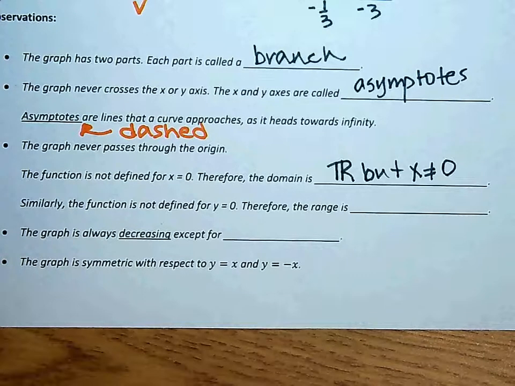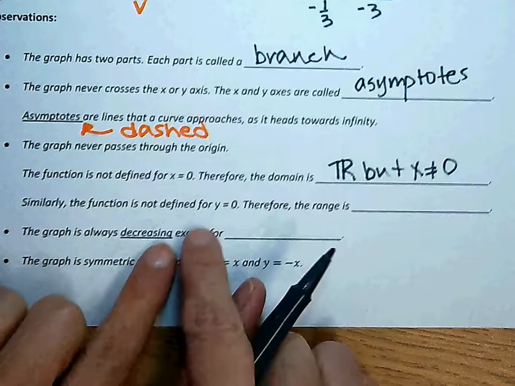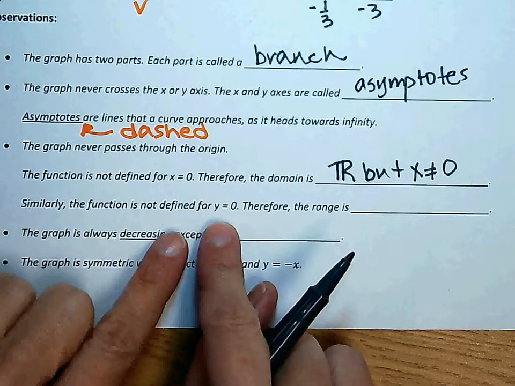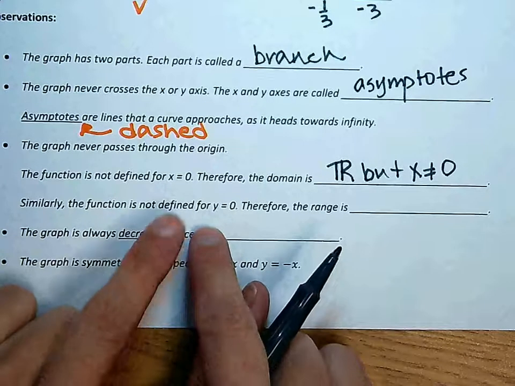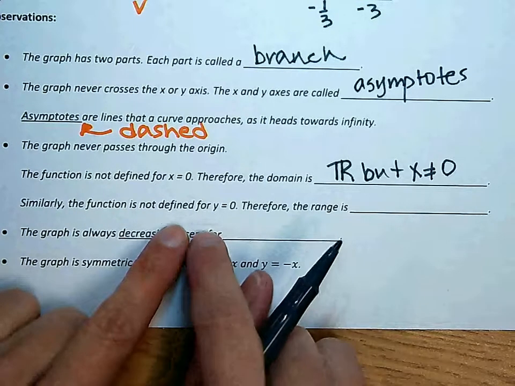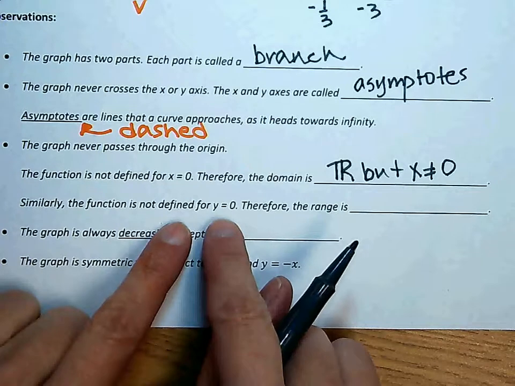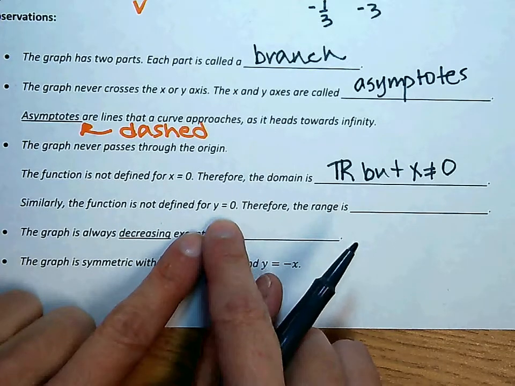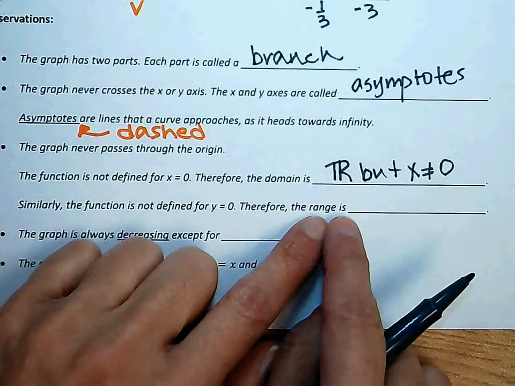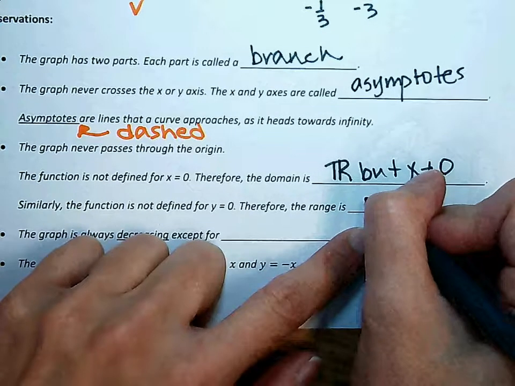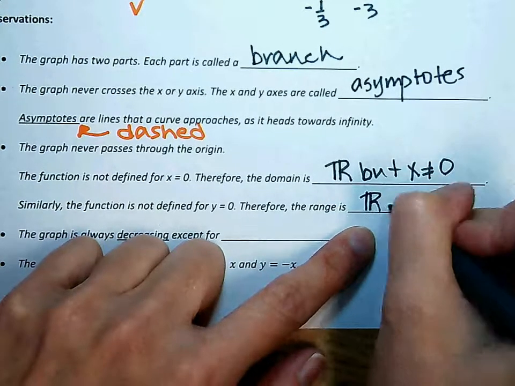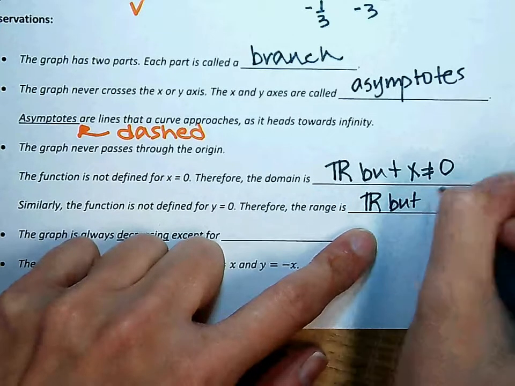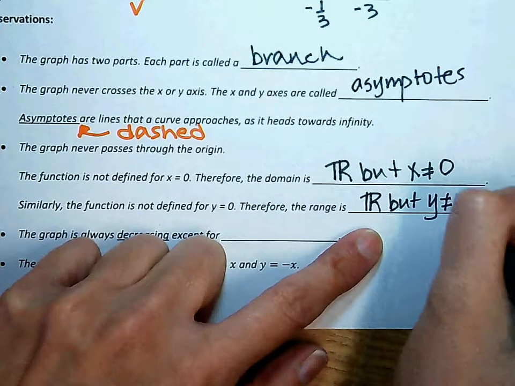You can write out all real numbers, but X can't be 0, or you can use that notation right there. And similarly, the same here. It's not defined for Y to be 0 as well. Y does not equal 0. So the range, absolutely, is all reals, but Y does not equal 0.